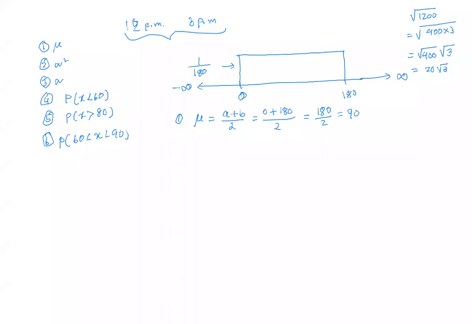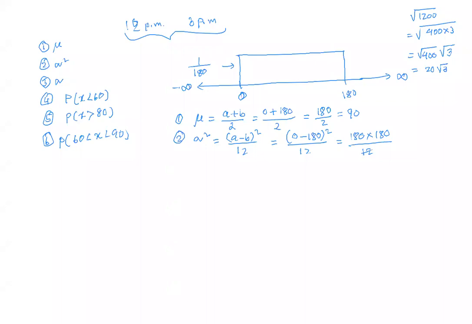Number 2. What is sigma square? Sigma square is equal to (a minus b) whole square divided by 12, which is going to be (0 minus 180) whole square divided by 12. That is 180 times 180 divided by 12. So what does it come out to?